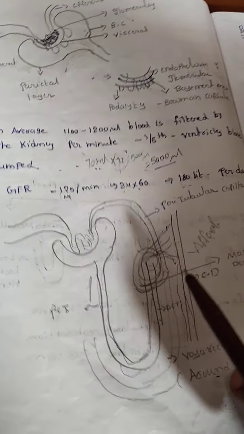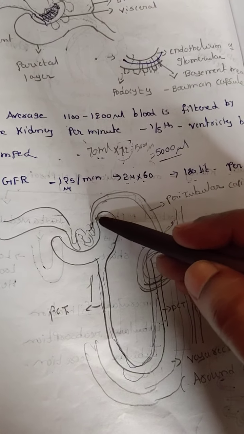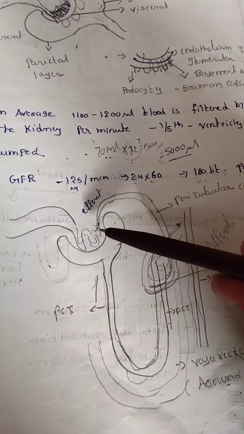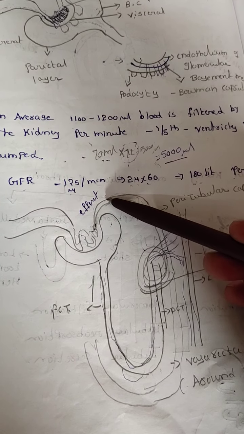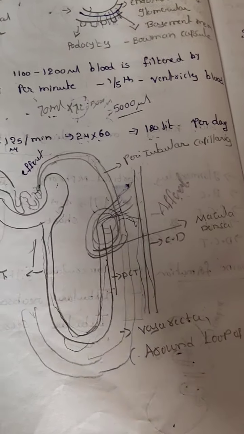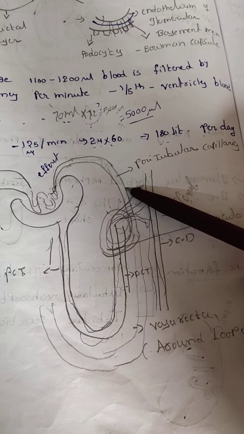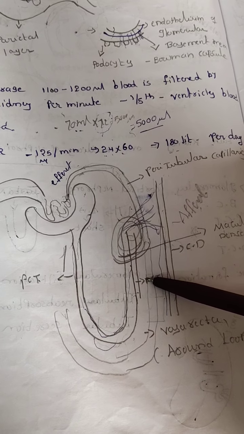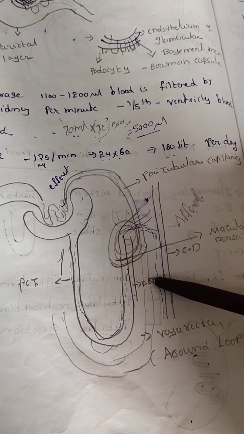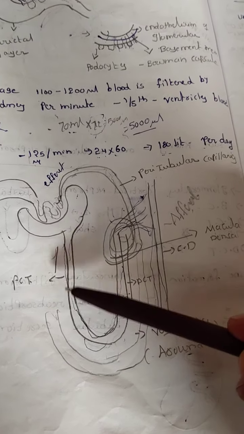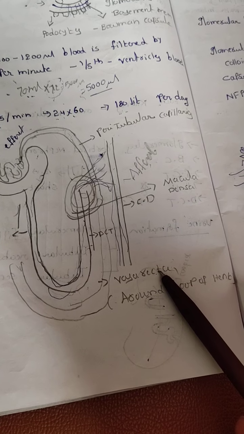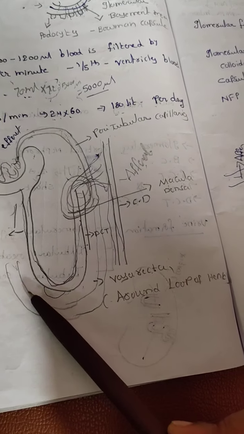Now see, when this efferent arteriole leaves the Bowman's capsule, these blood capillaries are called peritubular capillaries. When these peritubular capillaries are wrapped parallel around the loop of Henle, this is called the vasa recta. That's why the vasa recta is formed around the loop of Henle.